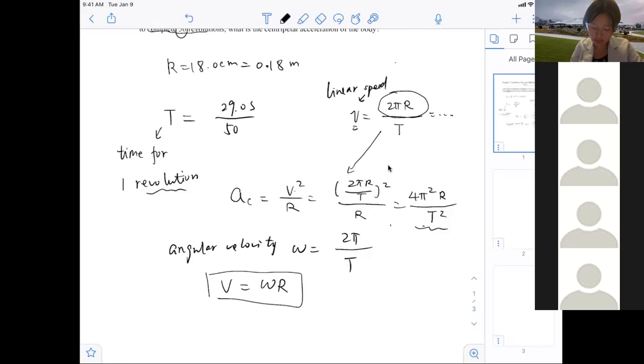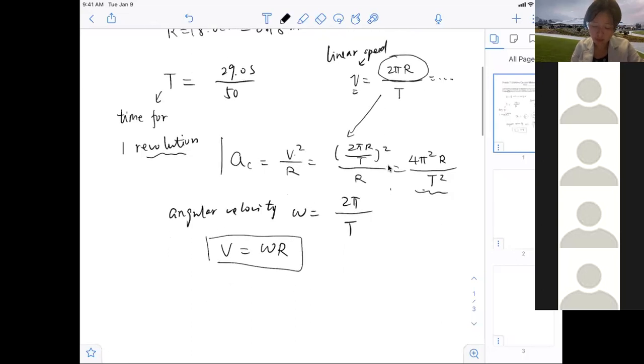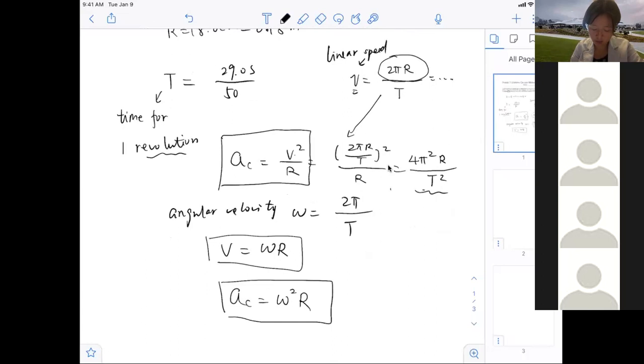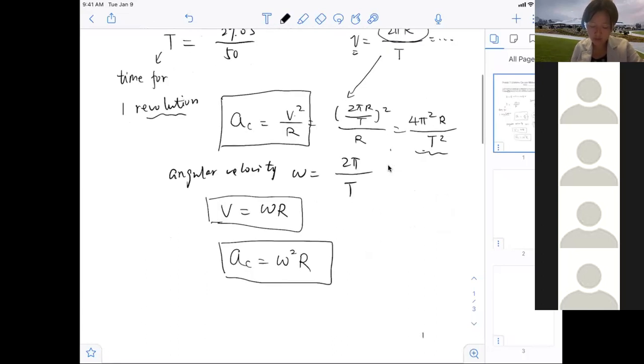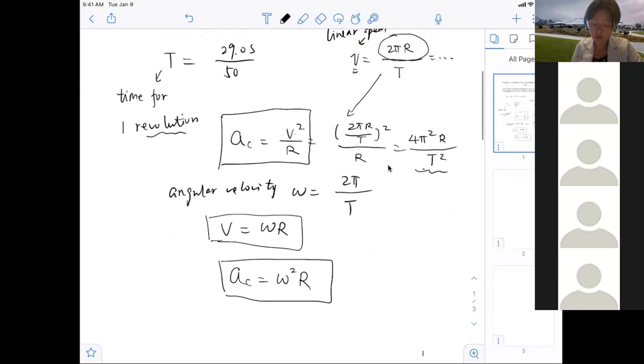So they are related. Now, you probably have seen this quite a bit. There is an equivalent equation to use omega to write acceleration: acceleration is omega squared times r. Okay, and that's also fine. So either way, you can find your centripetal acceleration. Whether you decide to choose v or you decide to calculate omega, you can always find the acceleration.